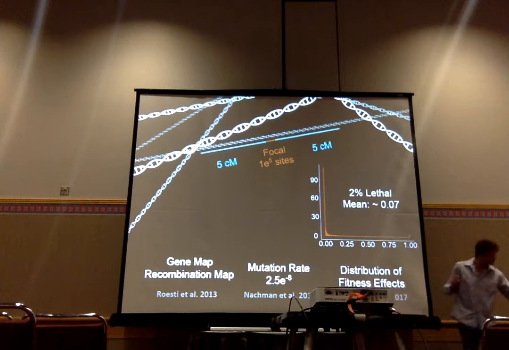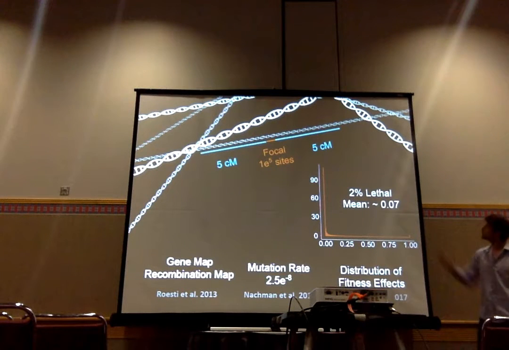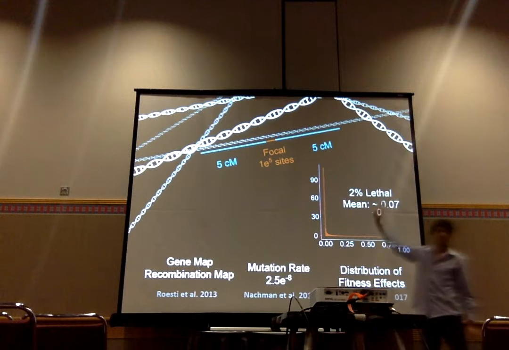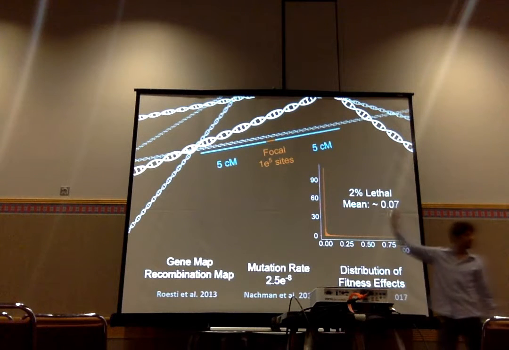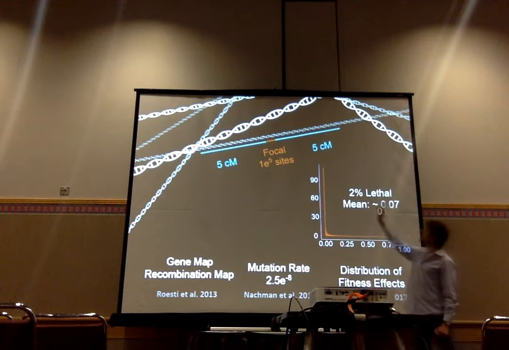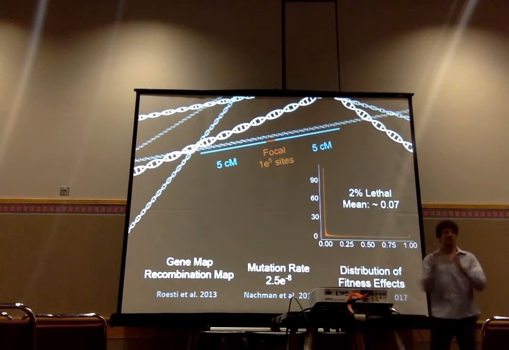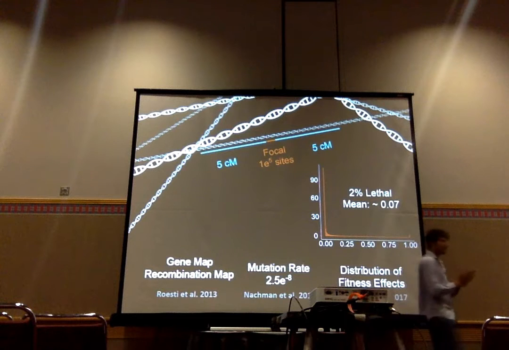Every statistic that I will present comes from the focal region. So this small area of 10 to the 5 sites, it's not to scale, by the way, it should be much smaller. So every statistic comes from this small central region of 10 to the 5 sites.